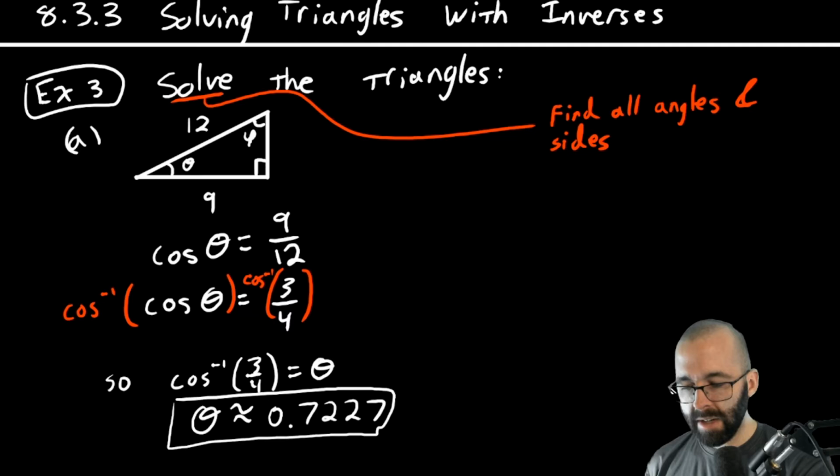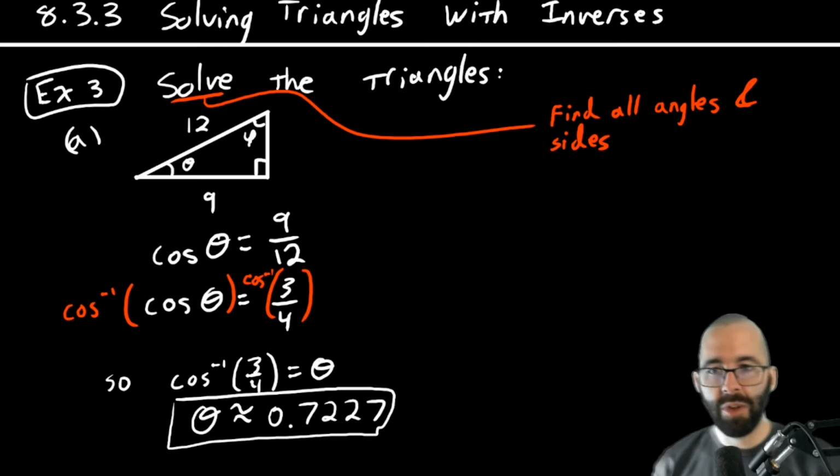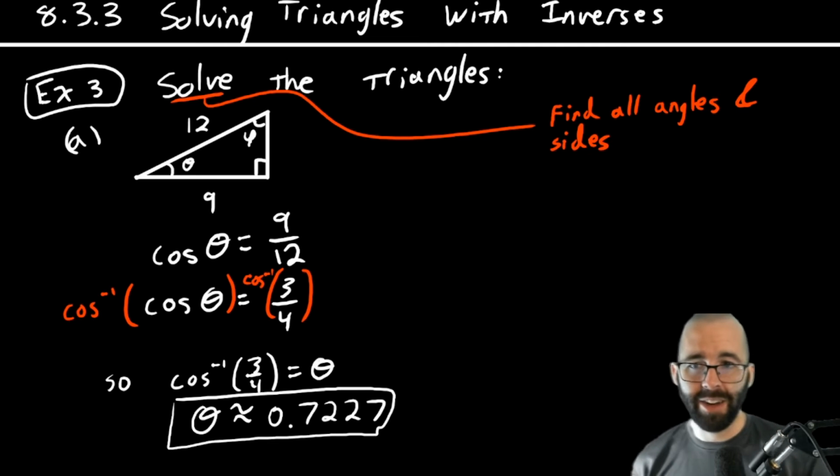Part of our answer, we could even add it over here, right? This theta is 0.7227. I did not give myself enough room for this. Let's not add that. If we drew the triangle bigger, yeah, we'd fill it in right there.